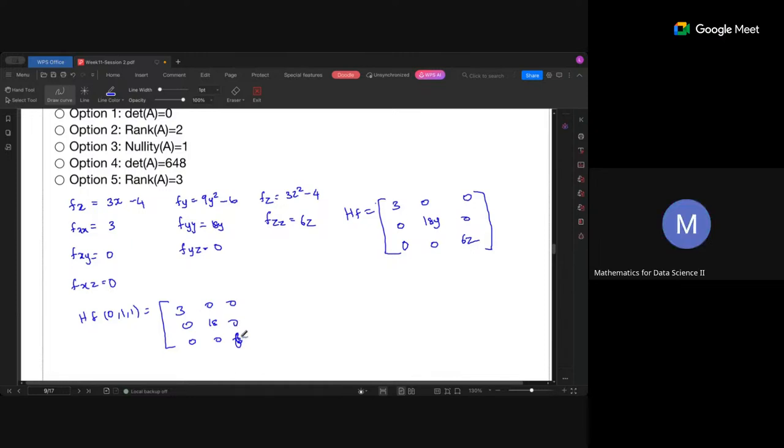So now what is the determinant of this matrix? Calculate and tell me. 648. So the determinant of Hf at 0 comma 1 comma 1, it is a diagonal matrix. So how do you calculate the determinant? Multiply the diagonals. What is the answer? 18 into 18?